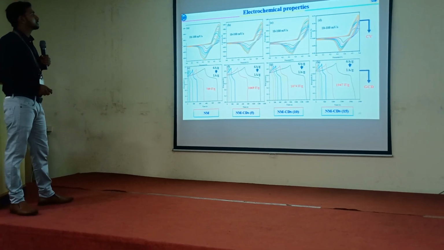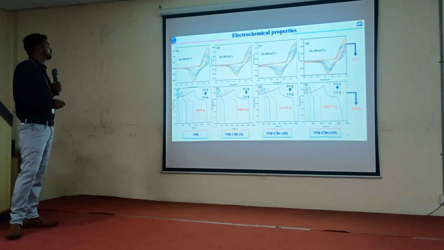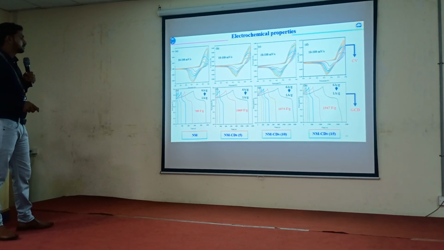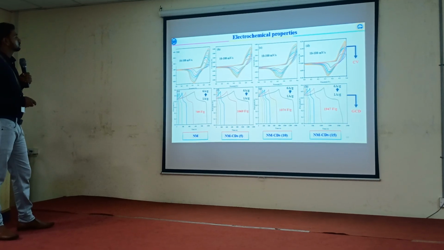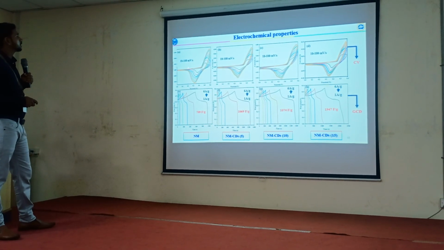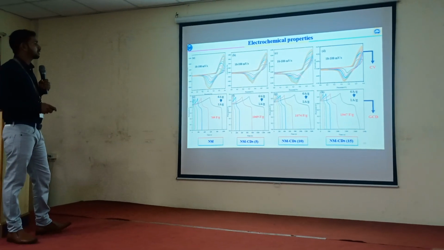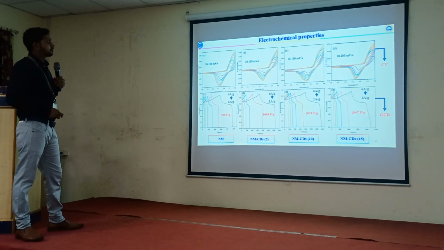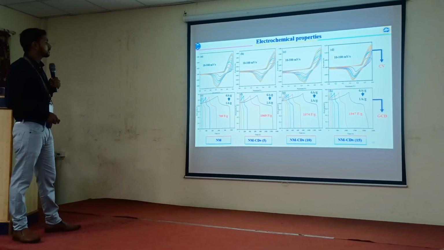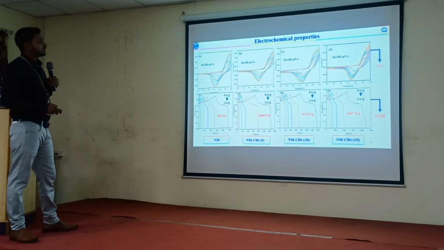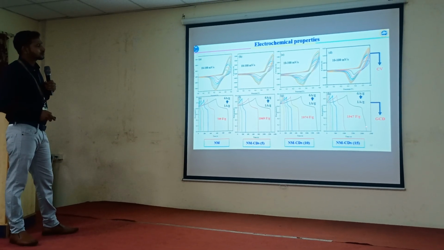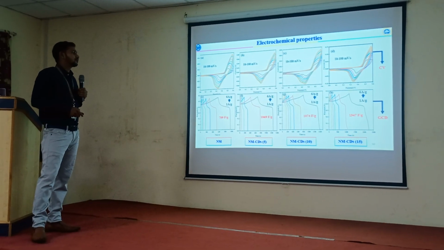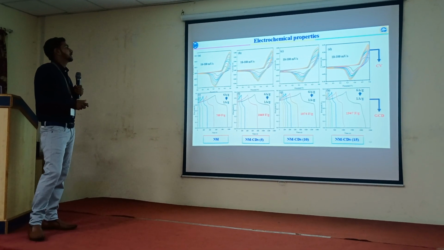And the electrochemical properties were then evaluated. Figures A to D represent the CV profiles of nickel molybdate with different concentrations of carbon dots at scan rates from 10 to 100 millivolts per second. And figures E to H represent the galvanostatic charge discharge profiles of nickel molybdate and nickel molybdate carbon hybrid. Here we can see that nickel molybdate with 15 mg of carbon dots possesses a high specific capacitance value of 1947 farads per gram.